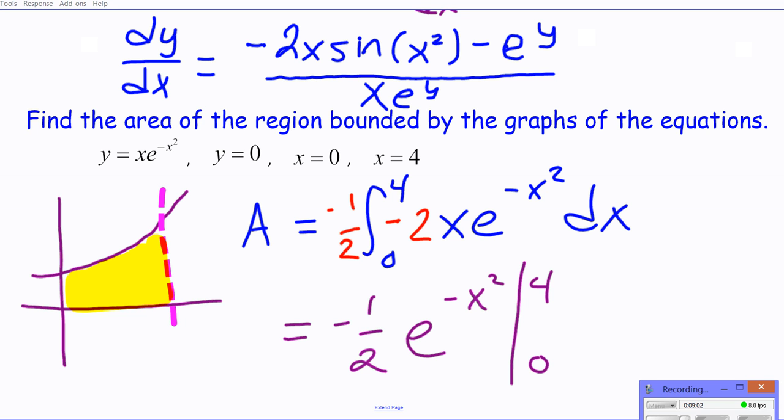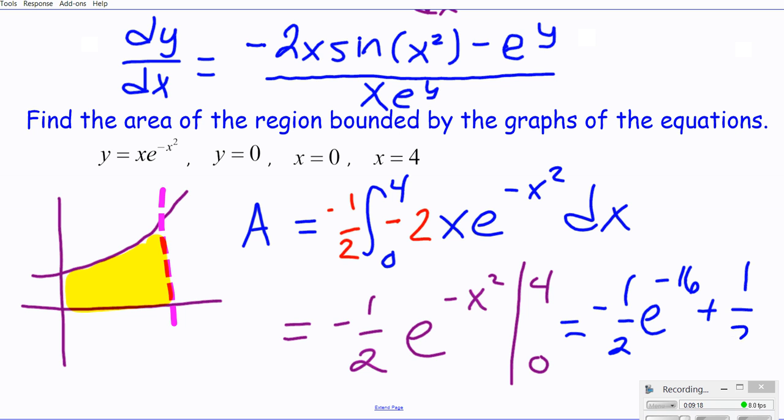My antiderivative, therefore, would carry along the negative 1/2 and then just be e to the u. And I have my 2 bounds there. And then when I substitute those bounds in, we should get negative 1/2, let's see, e to the negative 16. And then when you plug in the 0, you just have a half because e to the 0 is 1.